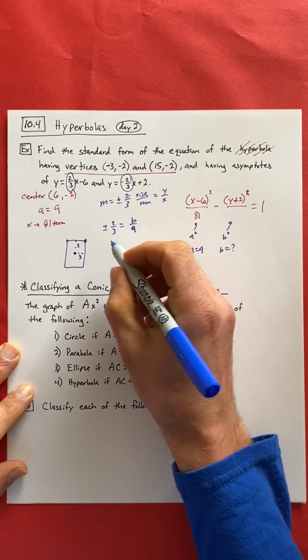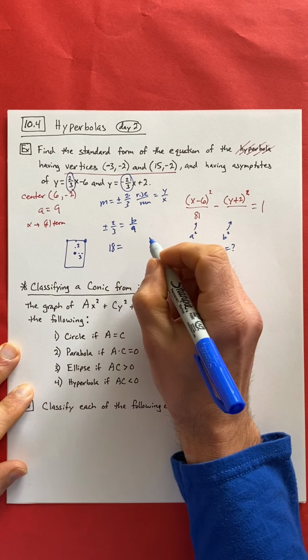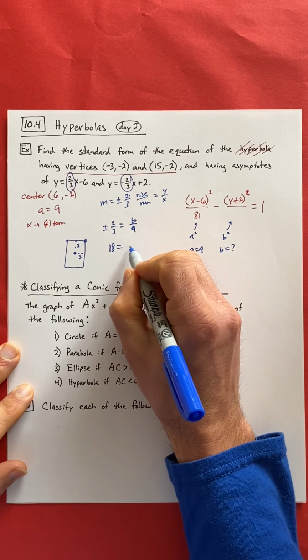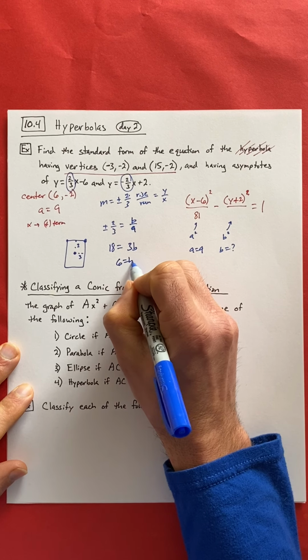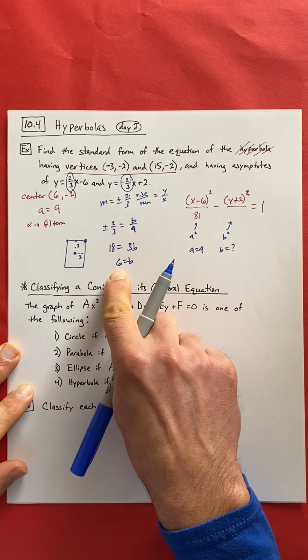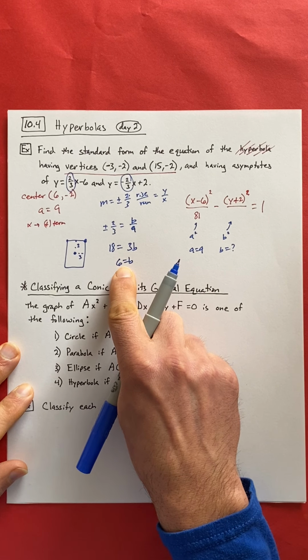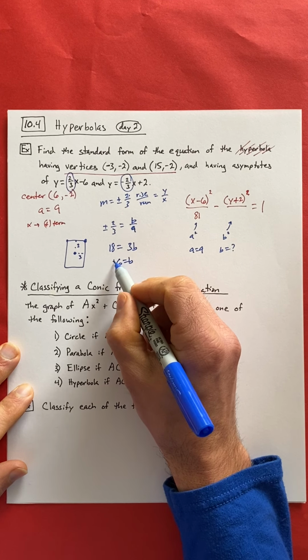I can go ahead and cross multiply from here, and I'm going to get 18 is equal to, realistically, plus or minus 3b. I can divide both sides by 3, and I find out that 6 is equal to b, or b is equal to 6. Now, like I said, realistically, this is plus or minus.